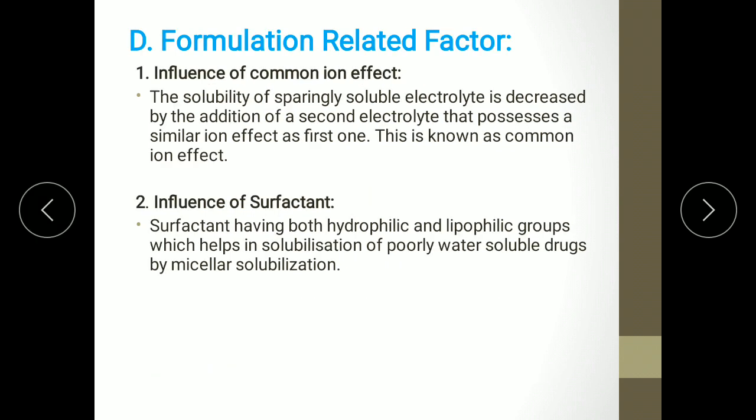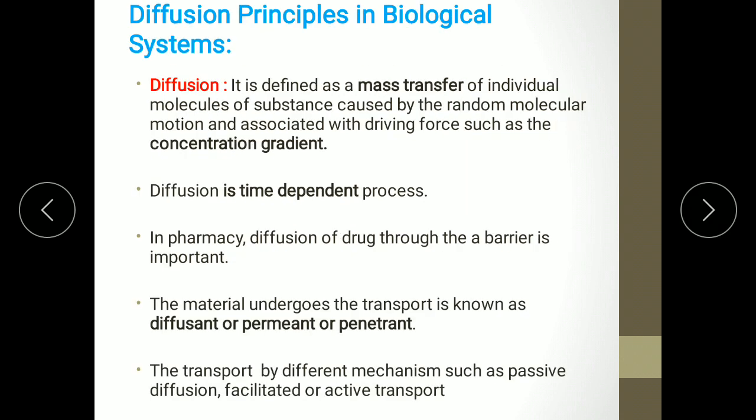Now after this, what we have seen are the different factors that influence the solubility of drugs. Next is the diffusion principles in the biological system.